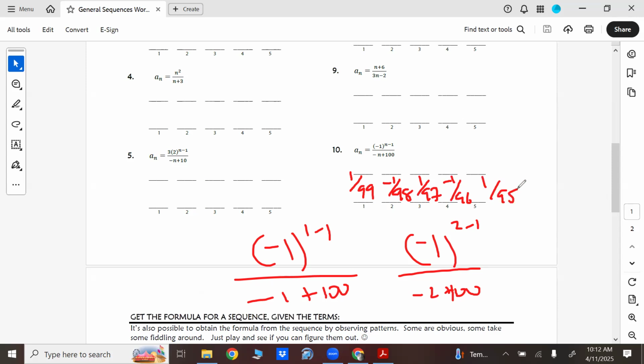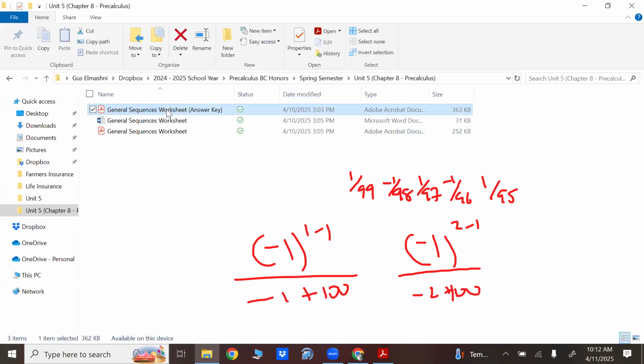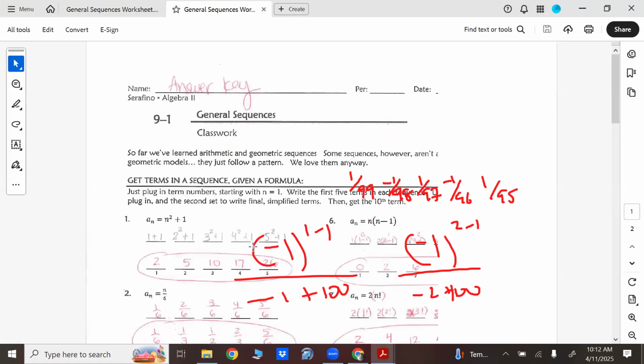Is there a reason for the two lines? I don't know, actually. Let's look at the answer key. Why the two lines? I don't know. Let me look at the answer key. Because they want us to go to the 10th term. Oh, it's actually 10. I did 5 terms.